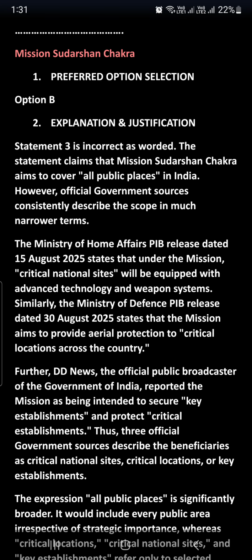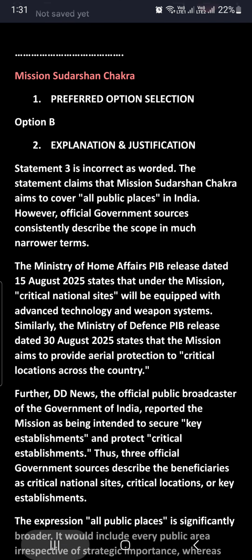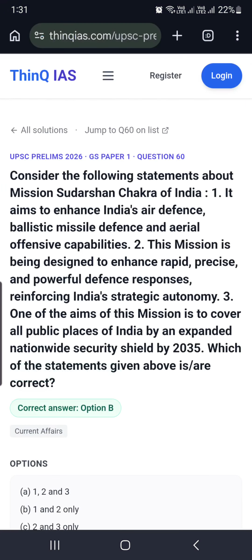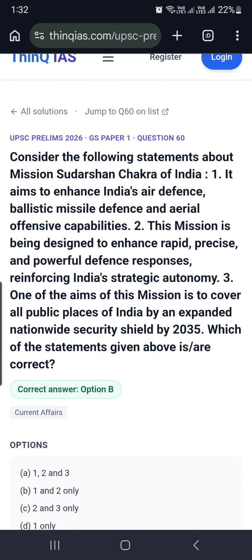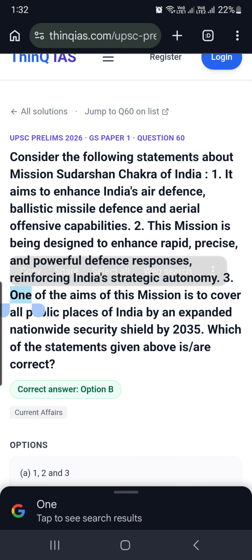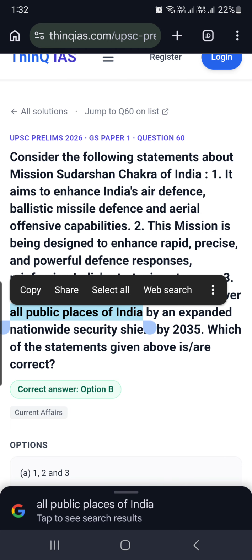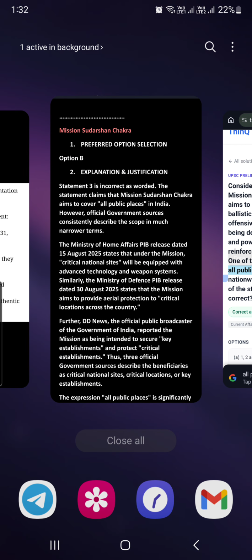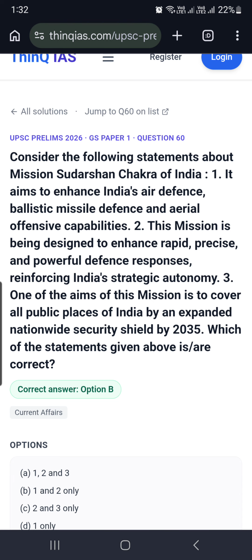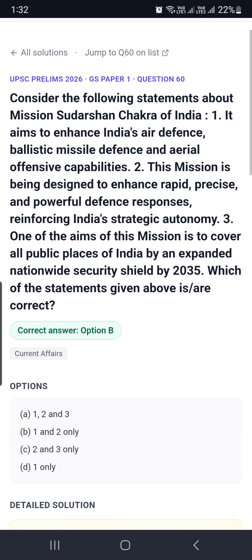Now let's move to the second question. The Mission Sudarshan Chakra, again put the correct statement or question number. So in this question, the third statement, one of the aims of the mission is to cover all public places of India. So this is the statement that we want to refute. It is not all public places, rather. So the aim is to cover all public places by an expanded nationwide security.